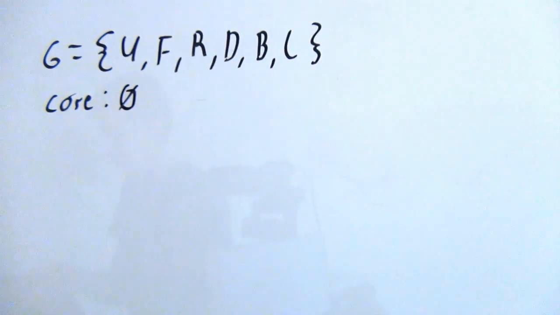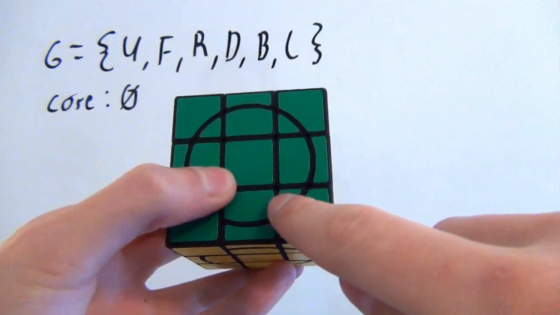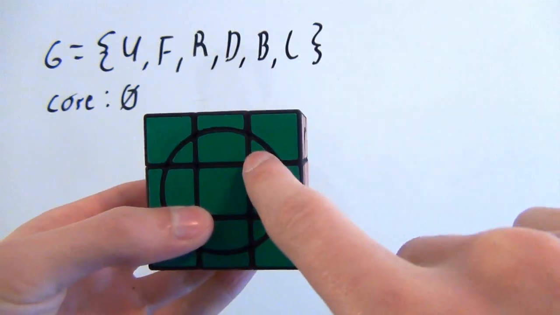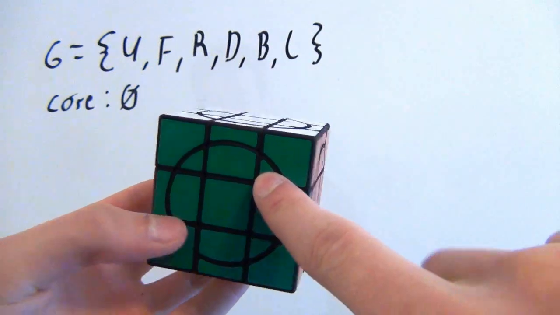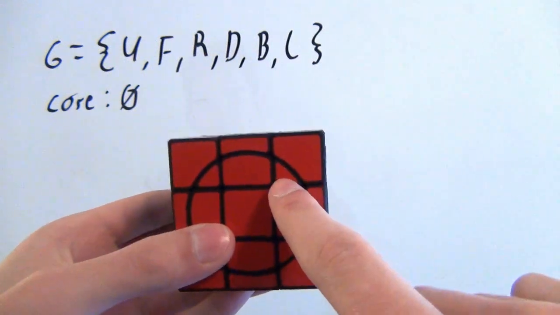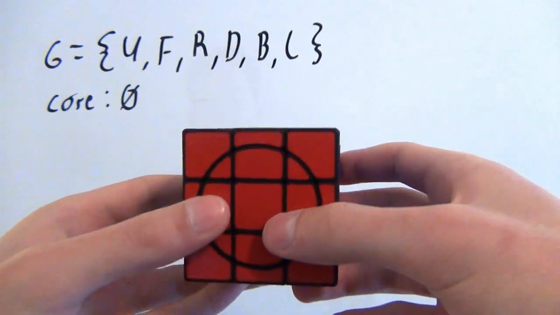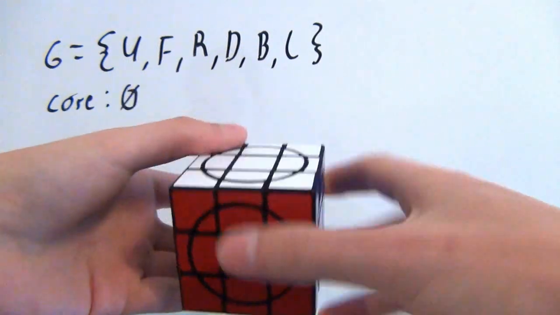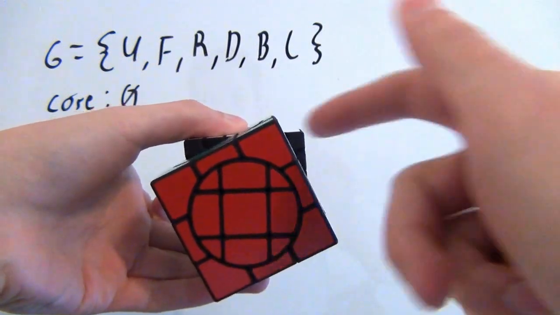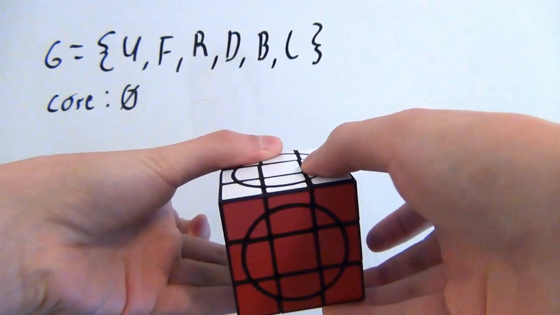Okay, now let's move on to another piece type. Let's look at these little triangles in the circles here. Let's look at this one as an example. Actually, let's look at this one right here. Yeah, this makes more sense. So if we look at this triangle, we want to look at what grips move this piece, as always. Well, let's try F and see if that moves it. No, it doesn't, because remember, the circles stay fixed when you turn the double layers. So F does not move this piece, okay?